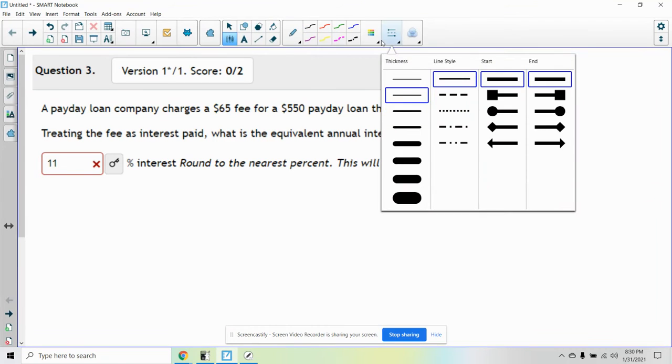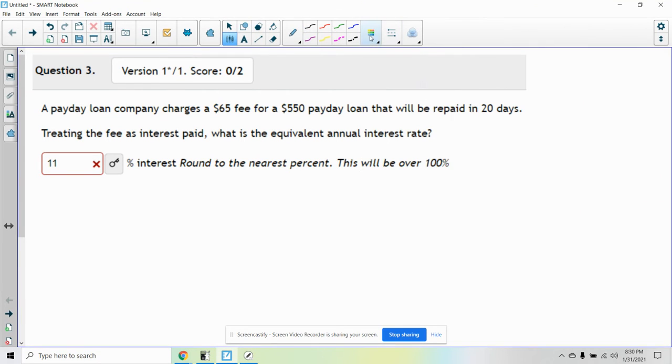Okay, so we have this question here. It says a payday loan company charges a $65 fee for a $550 payday loan that will be repaid in 20 days. Treating the fee as interest, what is the equivalent annual interest rate? So we're going to say this is our interest, the fee we're paying. Our original principal, the amount we borrowed, is $550, and it's going to be repaid in 20 days.